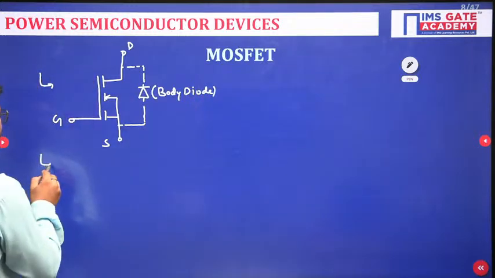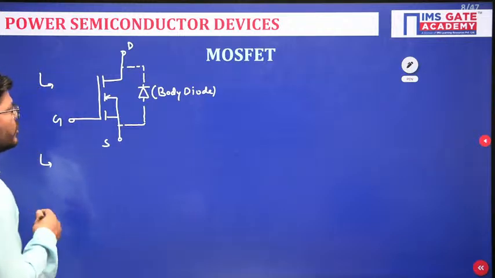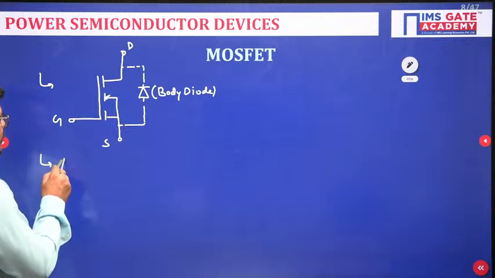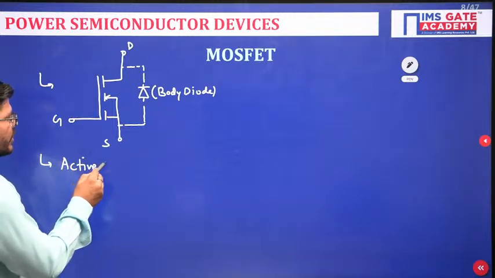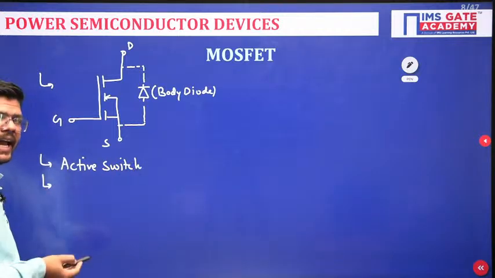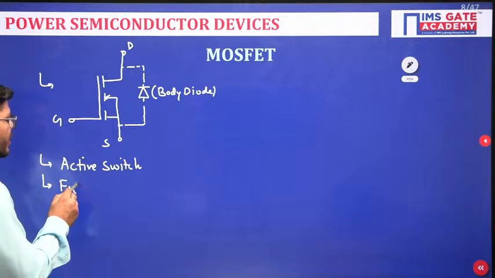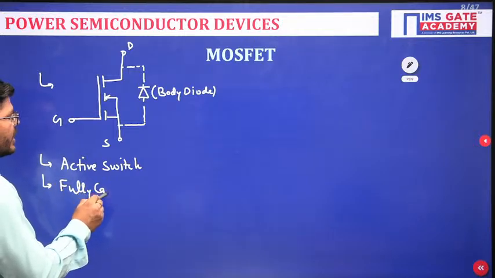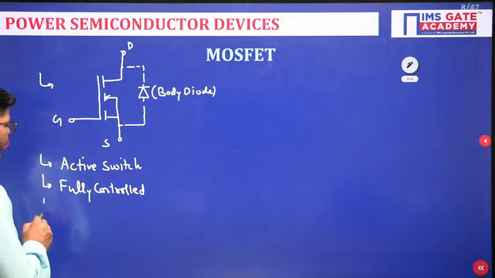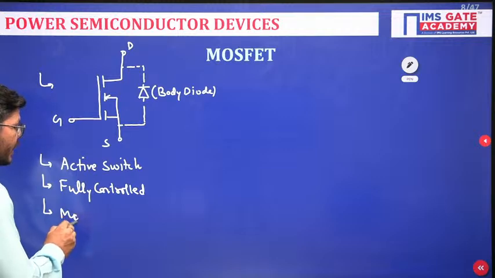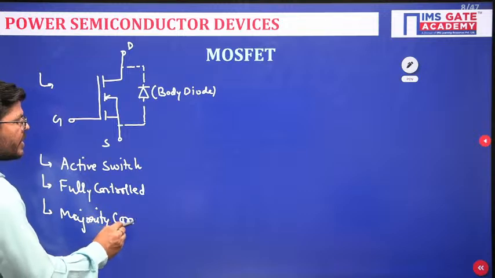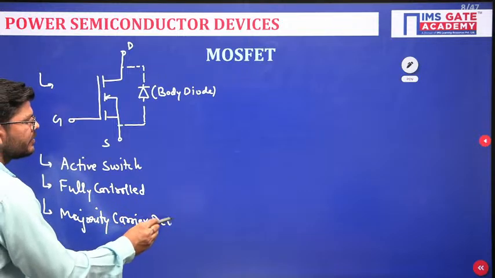Again, we have a third terminal which gives you full control over the on and off of the switch. So is it an active or passive switch? It is an active switch, and if it is an active switch, it will give you fully controlled operation. Its on and off is completely controlled by the gate terminal. Again, it is a majority carrier device, among the few devices which are majority carrier devices.